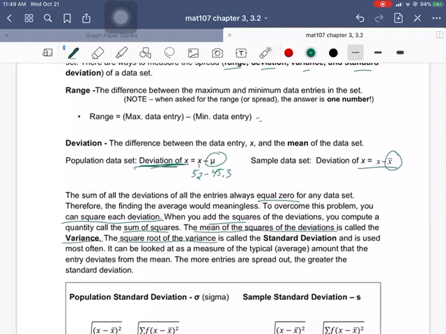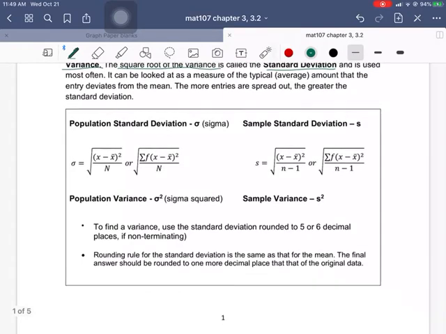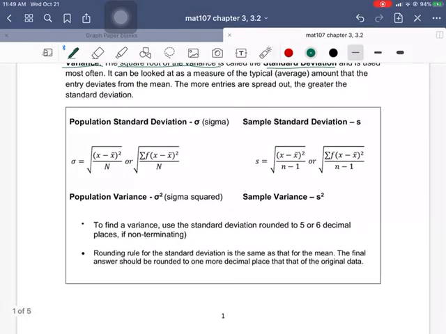So the mean of the squares of the deviations is called the variance, and then the square root of the variance is called the standard deviation. Okay, so it's kind of a rigmarole to figure out the spread. So we have some formulas to follow and some new symbols to learn.